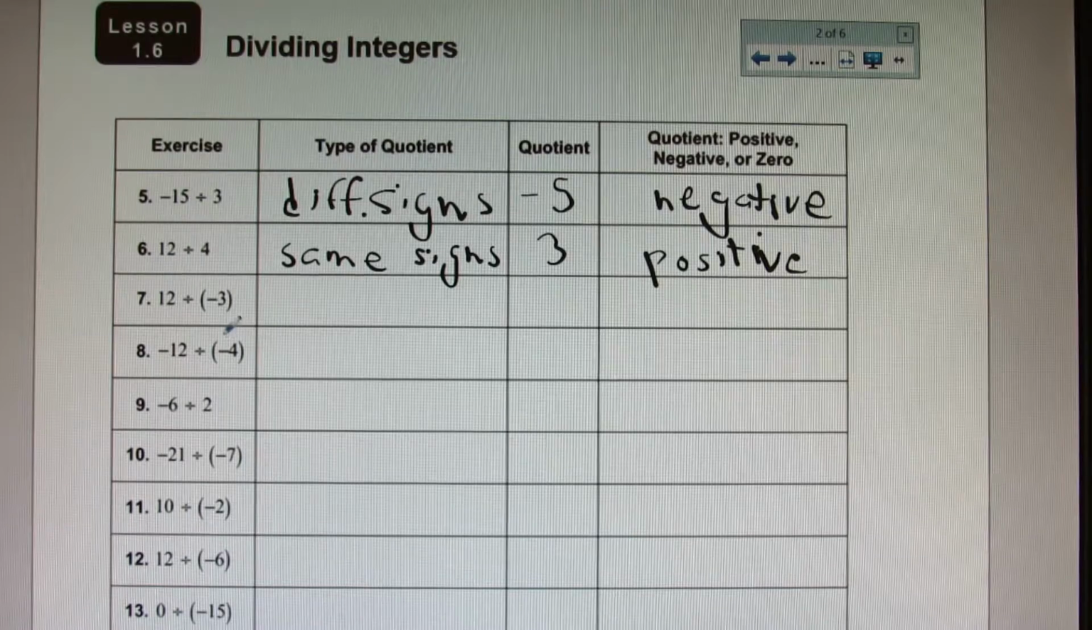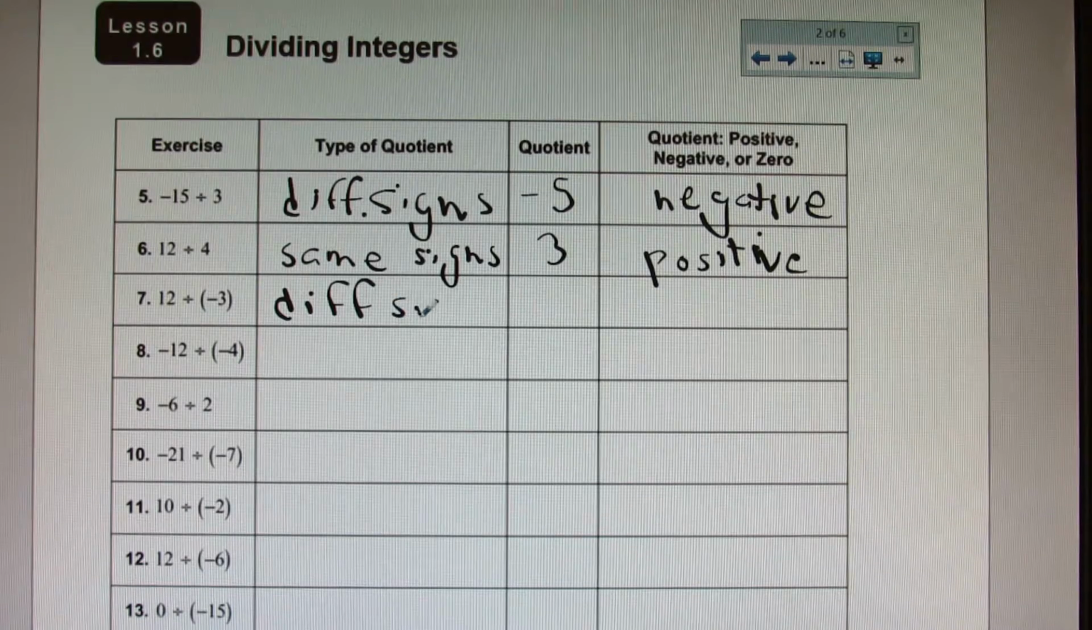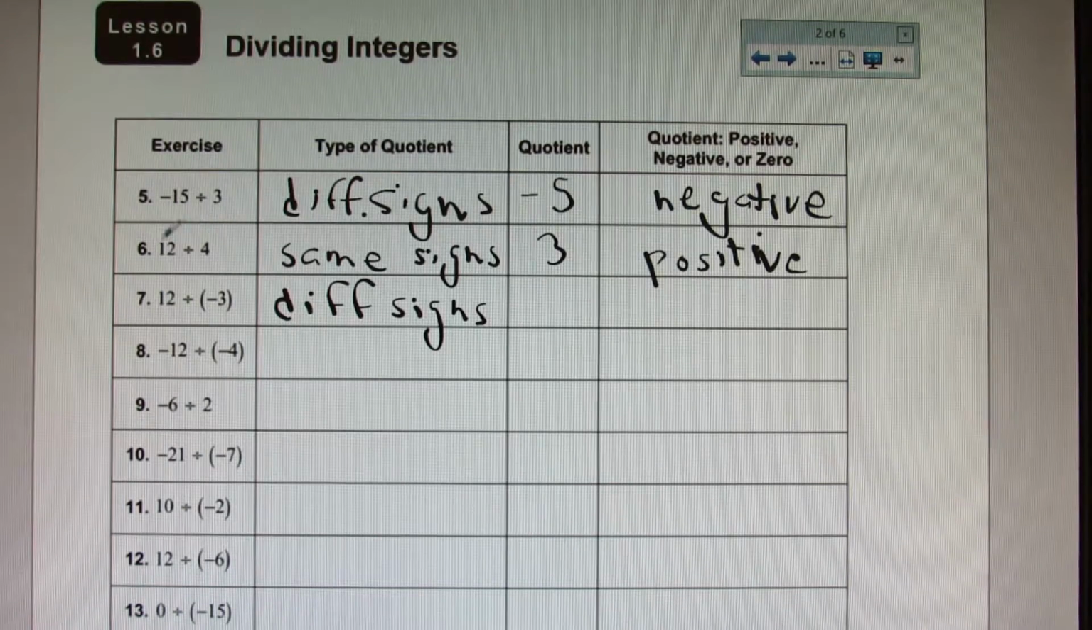Okay. The next relationship, 12 divided by negative 3. These are, again, different signs. One is positive and one is negative. And again, very similar family kind of multiplication tree, multiplication family. 12 divided by 4 is 3. 12 divided by 3 is 4. And because they have different signs, my answer will be negative.